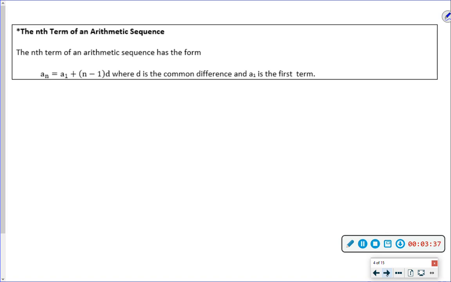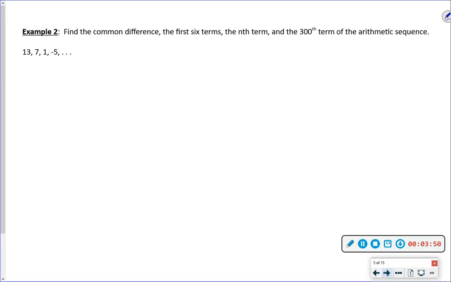So a1, of course, is your first term. n is whatever term I'm asking you to find. If I want the 107th, I put 107 in here. And then d, of course, is that common difference, what you're adding or subtracting every single time. So find the common difference. What's your common difference? It's -6. They're going down by 6.